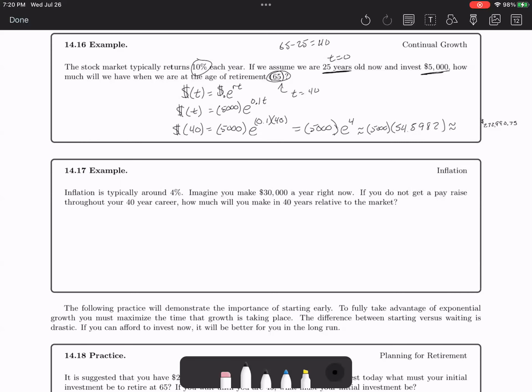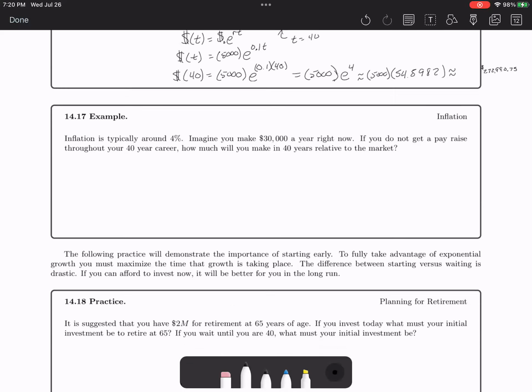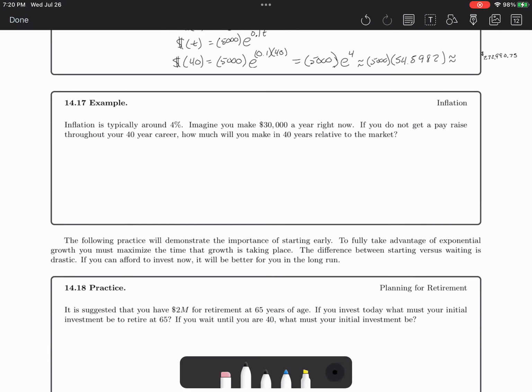Another example of exponential functions applied to finances, 14.17. Inflation is typically around 4%. So our dollar loses 4% of its value every year. Imagine we make $30,000 a year right now.